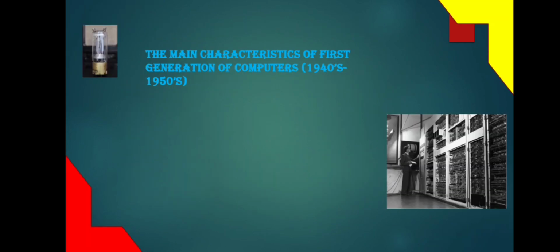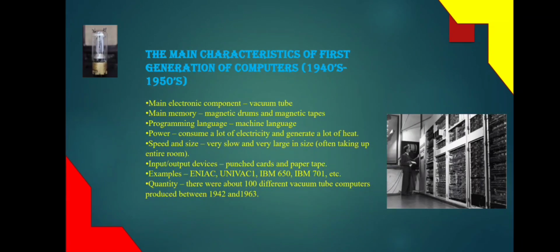Now let's talk about the main characteristics of the first generation of computers. The main electronic component being vacuum tubes. The main memory were magnetic drums and magnetic tapes. Machine language was used for the programming, and the input-output devices were punch cards and paper tapes. It consumed a lot of electricity and generated a lot of heat. It was slow and very large in size.